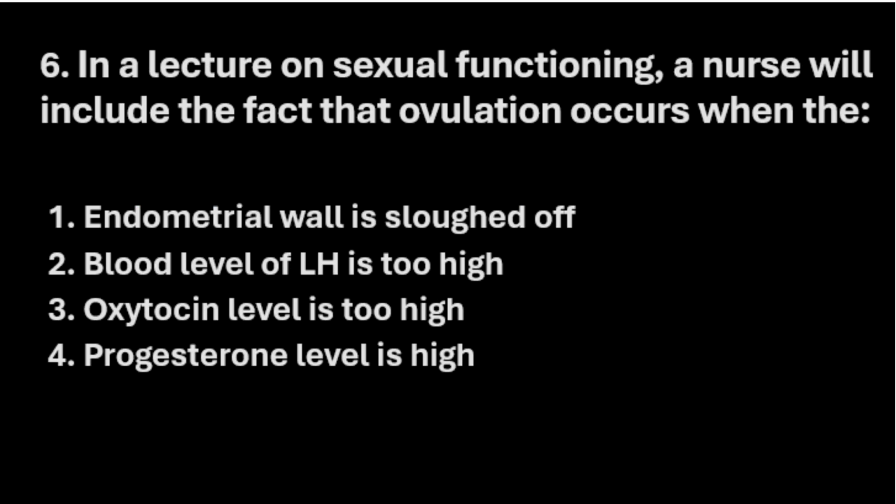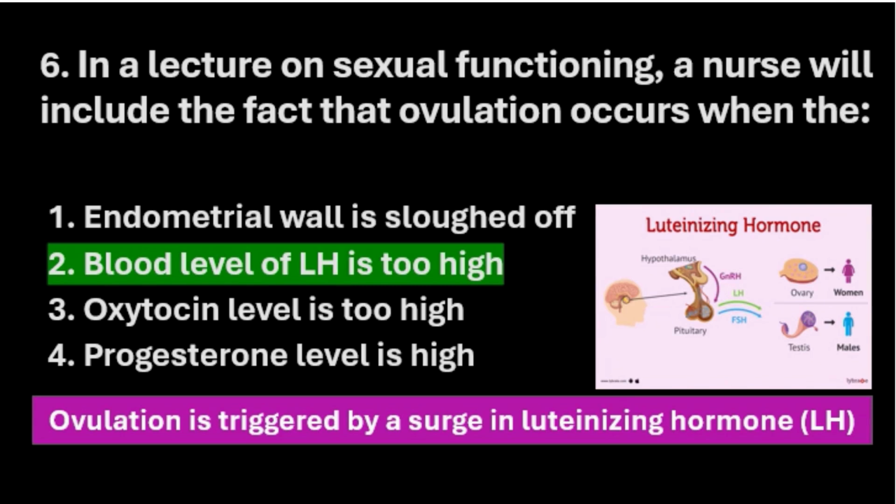Next question. In a lecture on sexual functioning, a nurse will include the fact that ovulation occurs when the option 1 endometrial wall is sloughed off, option 2 blood level of LH is too high, option 3 oxytocin level is too high, option 4 progesterone level is high. The right answer is option 2 blood level of LH is too high. Ovulation is triggered by a surge in luteinizing hormone, LH.